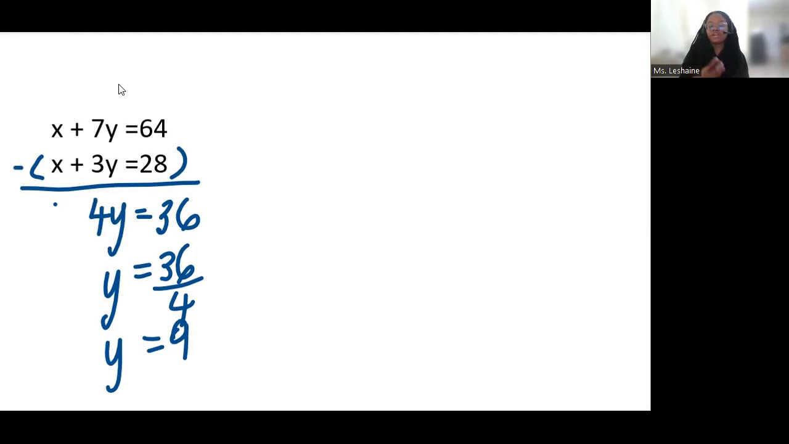We now need to find out what x is. I can choose any one of the equations that I have right here. I will choose the second one just because I chose the top one last time. I want to show you that you can choose any one of them. So I'm going to choose the second one.